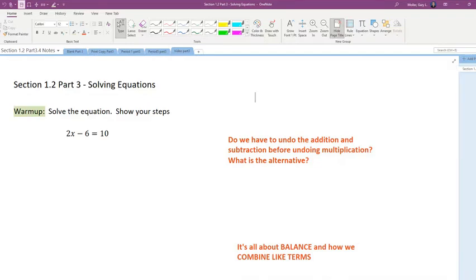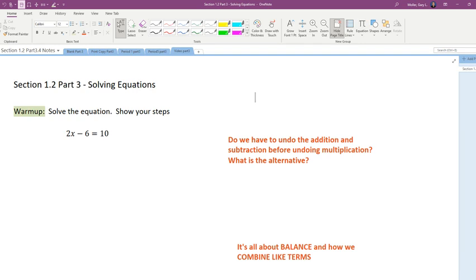In this video, we're going to continue our work with solving equations. And today we're going to up the ante just a little bit and add a couple of steps. So to get started, I'd like to have you pause the video and solve this question very quickly. And then we're going to spend some time discussing alternative ways to approach this question and why.